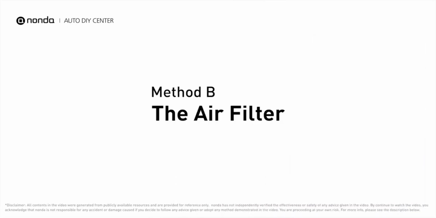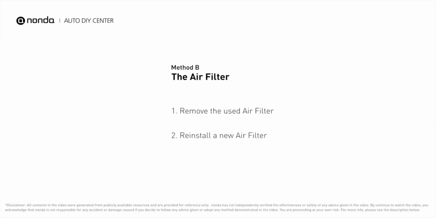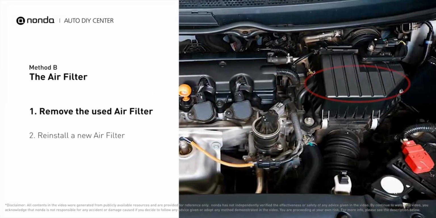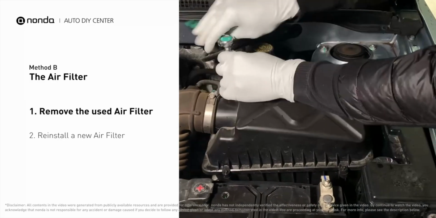Method B, the air filter. Locate the air filter housing. It usually looks like a black plastic box. Disengage the cover to expose the air filter. Be careful not to dislodge any hoses or stretch any wiring when you do this.